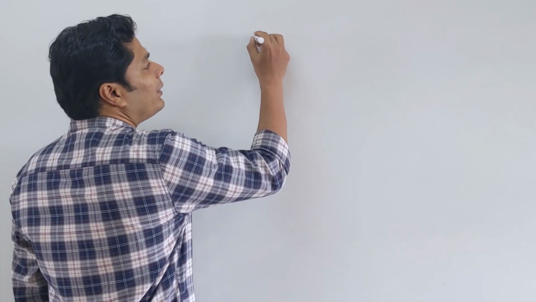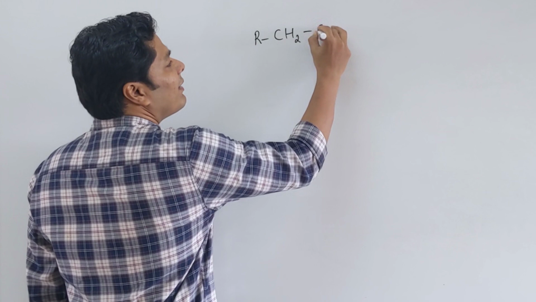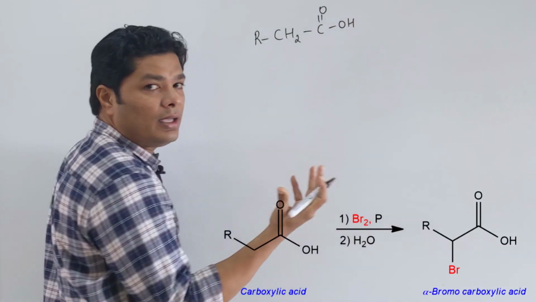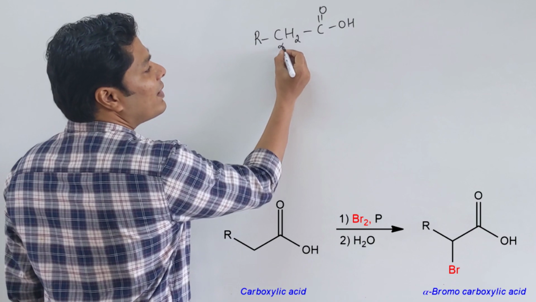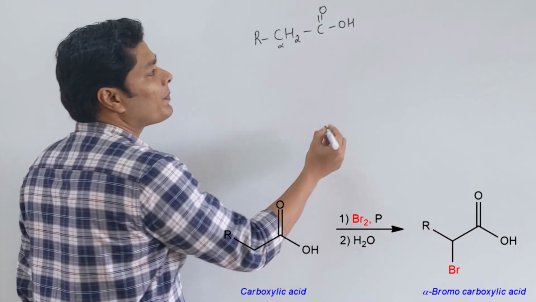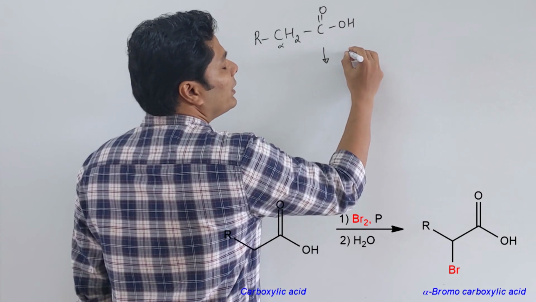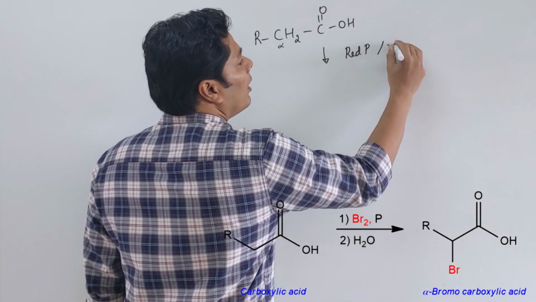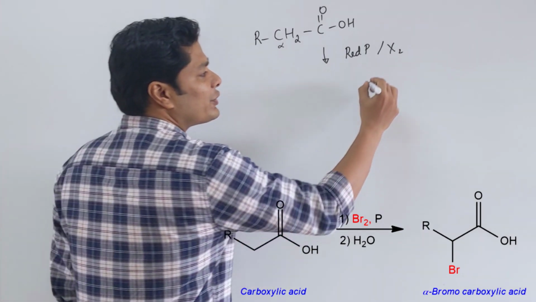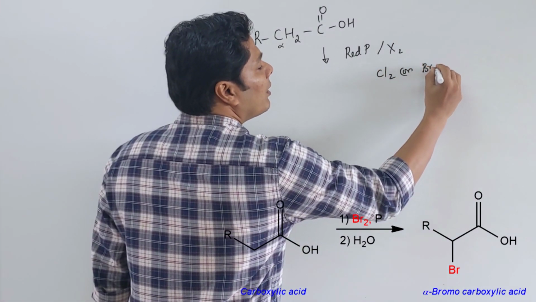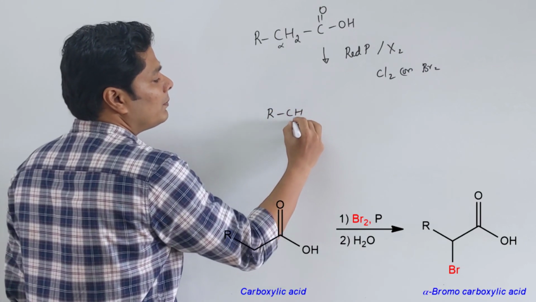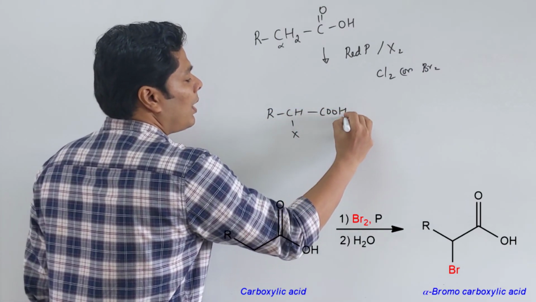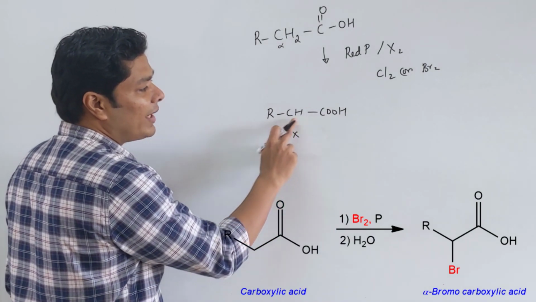Another reaction very peculiar to acids, which you might have seen regardless of your state board or CBSE, is the Hell-Volhard-Zelinsky reaction. Basically you have acids which have alpha hydrogen present. The key here is that this is the acid group, this is the alpha carbon, and there has to be an alpha hydrogen present. When it's treated with red phosphorus and X2, where X2 is Cl2 or Br2, you get an alpha halo acid.